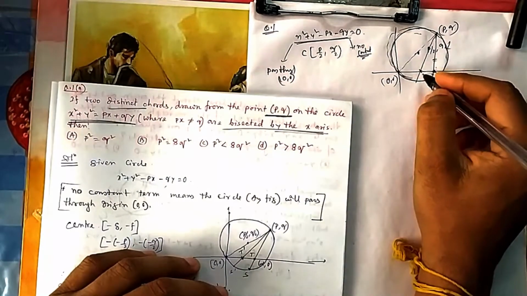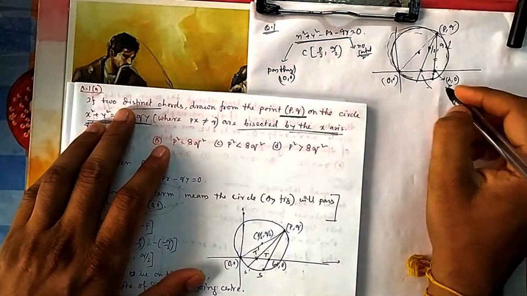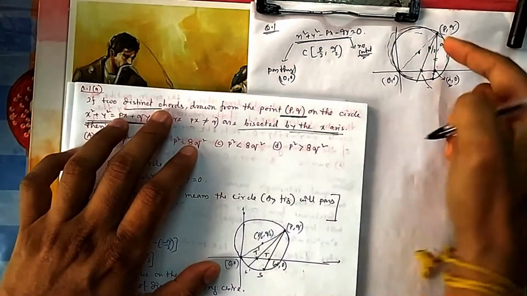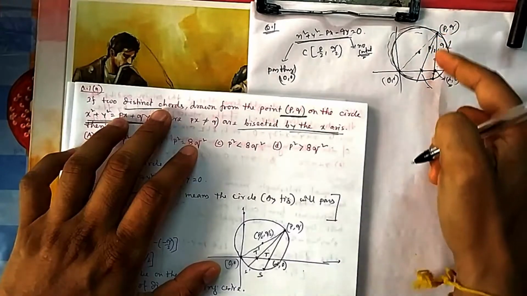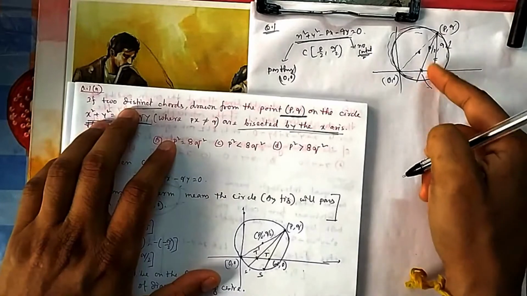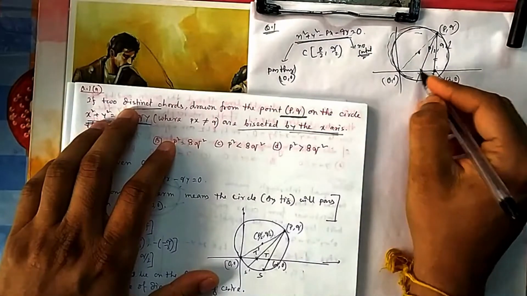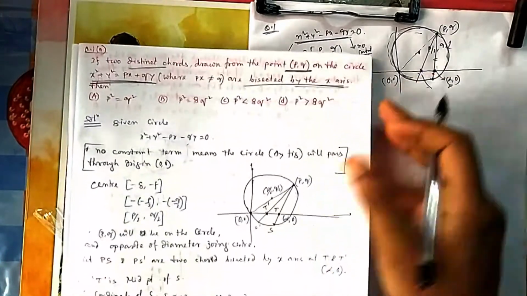You see whether you get any alpha or not, because you need two alphas, since they are saying two distinct chords have to be there. If you get only one alpha, that means only one chord is possible which will be bisected. If it has to be possible for two chords, then alpha has to give two values. So that is the approach we will start with.